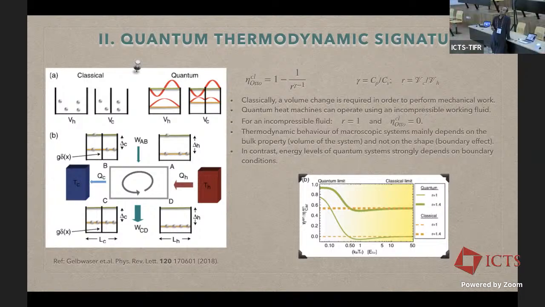Therefore, even in a quantum system, if it is an incompressible fluid, even then you end up with some non-zero efficiency that you can think of as a pure quantum effect. So this is what they have shown. I just state these results.